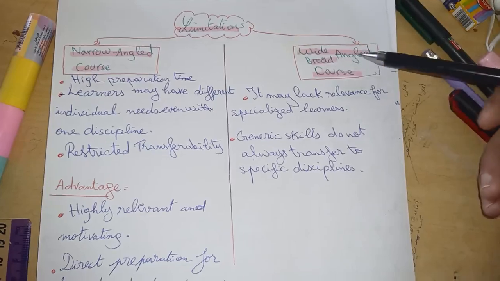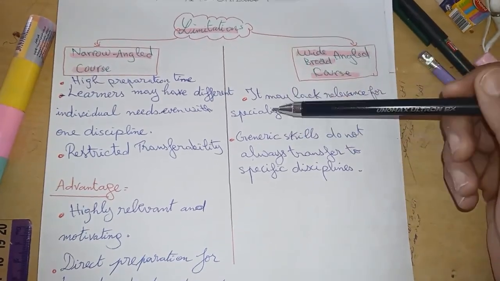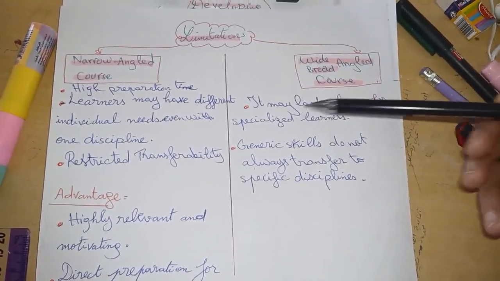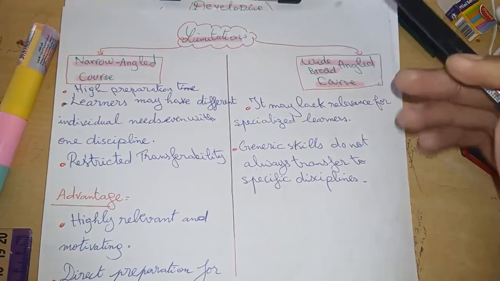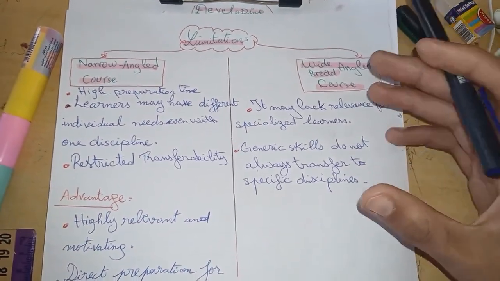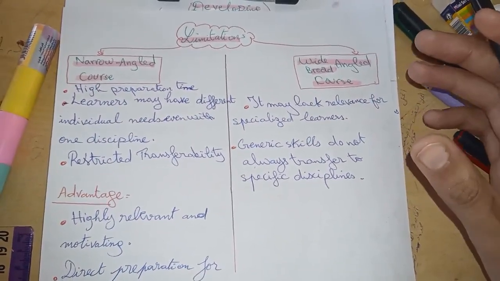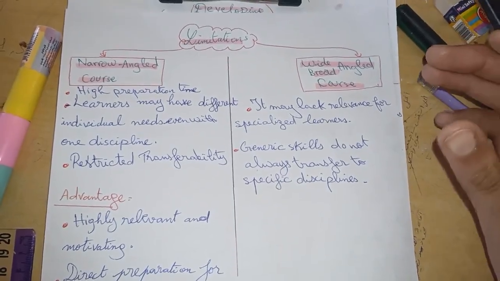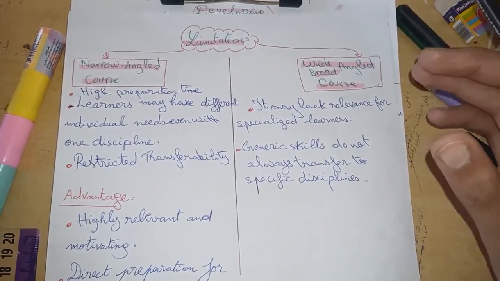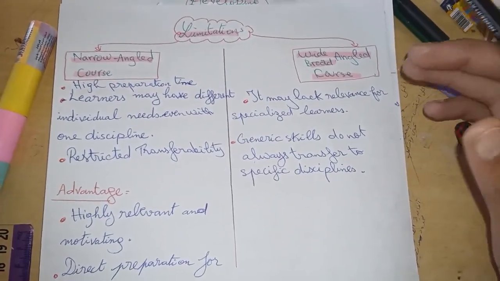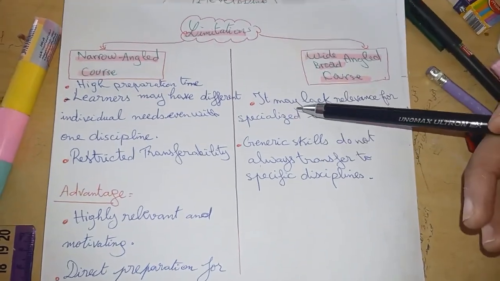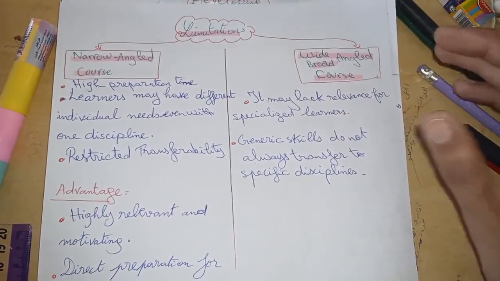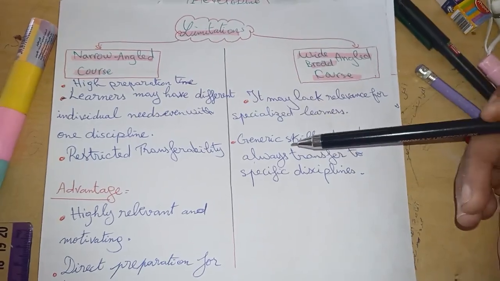Also, we have the wide-angled course, or we say broad-angled course, in which the limitation is that it may lack relevance for specialized learners. For example, you find certain learners who have specialized needs, yet they are studying with others who just want to communicate. So here they find themselves in a position where the information taught is not relevant.